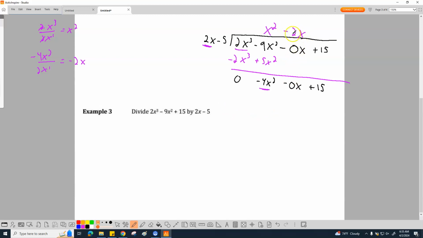Now I'm going to go ahead and do my multiplication. Negative 2x times 2x, which is negative 4x squared. Oops, I need to be in purple.